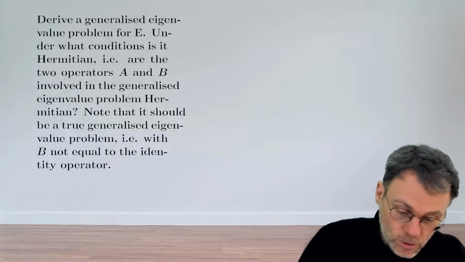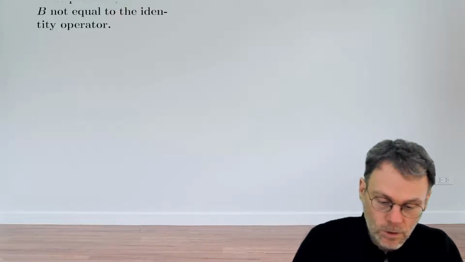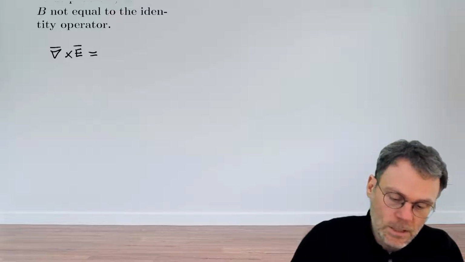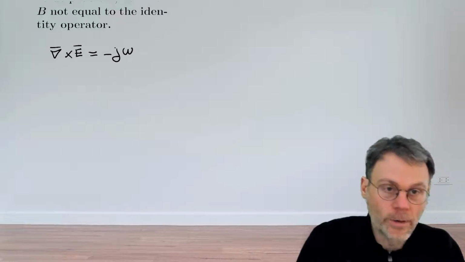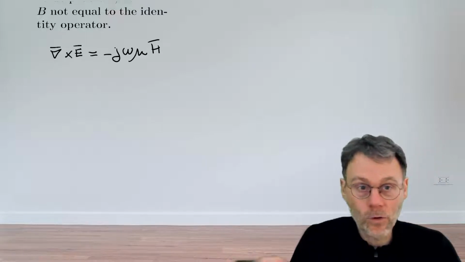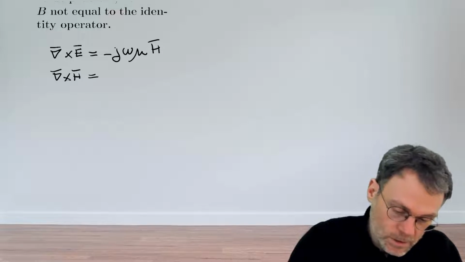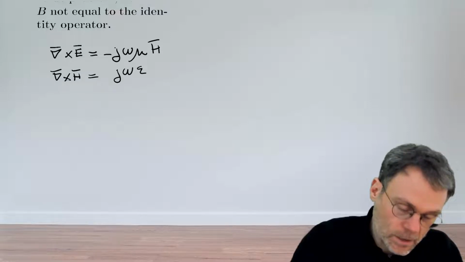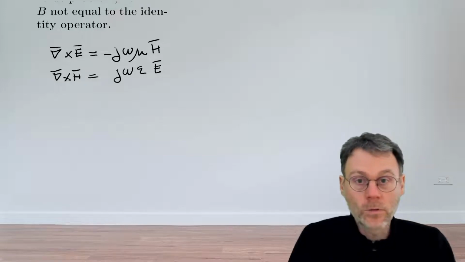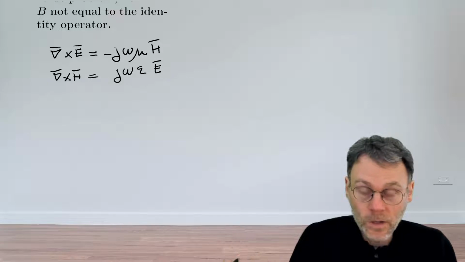Starting point, as usual, are of course Maxwell's equations. So let's start by writing those down. We have the curl of the electric field is equal to minus j omega mu times the magnetic field. And of course, we have a second equation for the magnetic field that looks like this. Okay, what we want to do now is try and derive an equation where only the electric field figures.